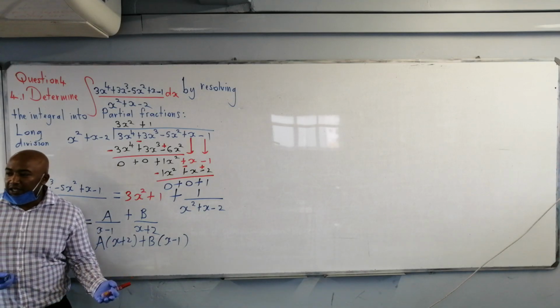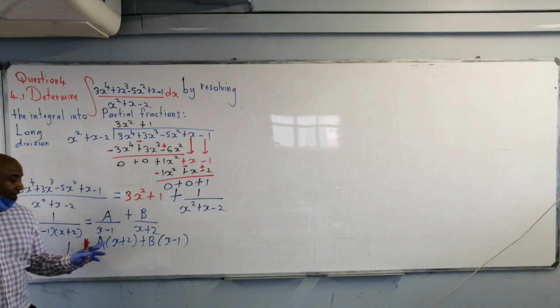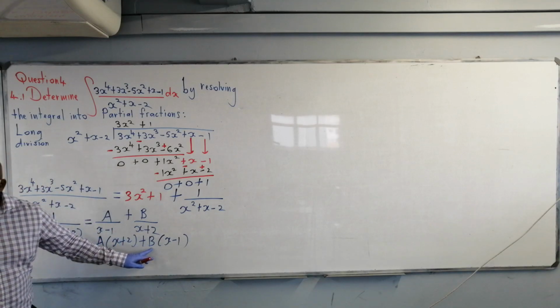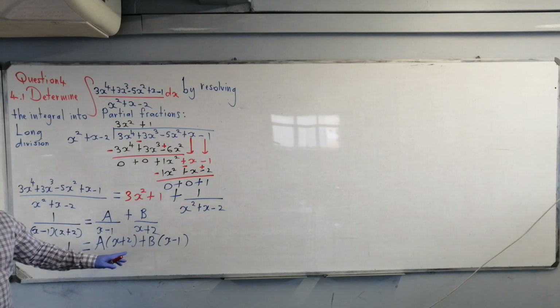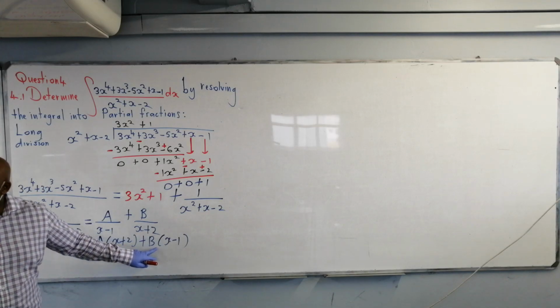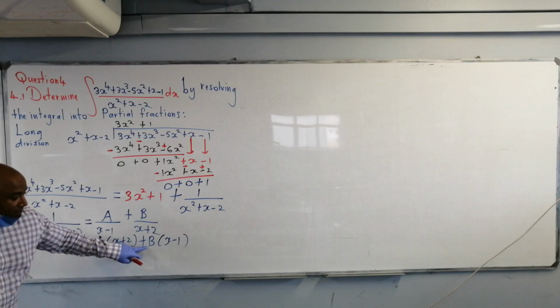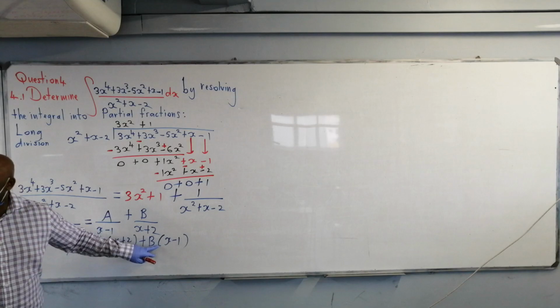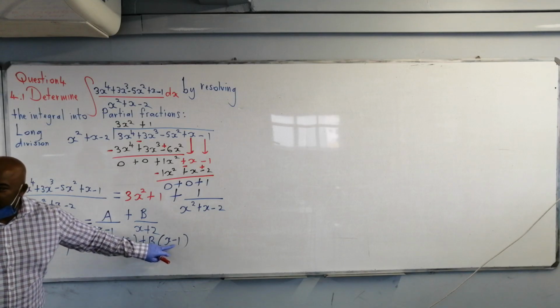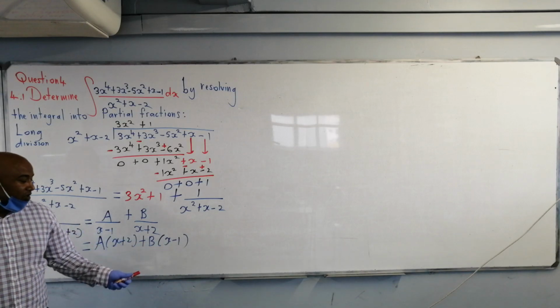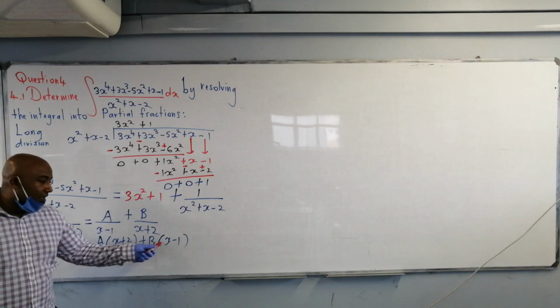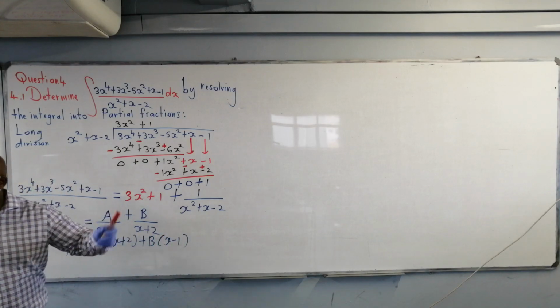Now, what am I doing now? I want to find out the value of A and B. If I want to find the value of A, that means I'm going to eliminate B from this problem here. If I want to eliminate B, that means I want B to be multiplied by 0, because 0 times B will be 0. So if I want to eliminate B, I need x minus 1 to equal 0.